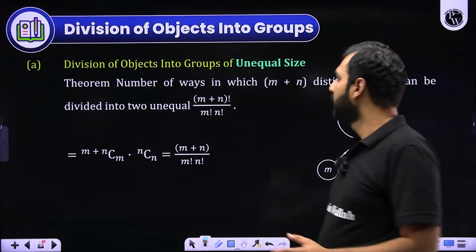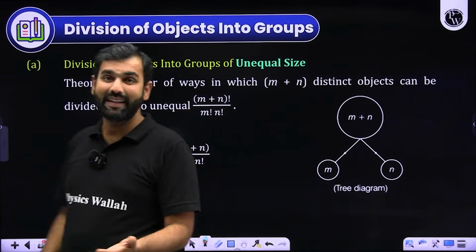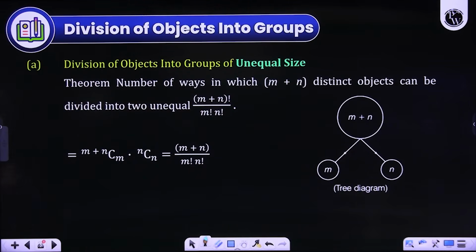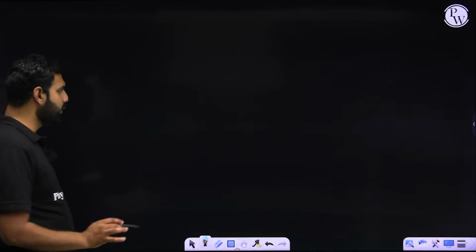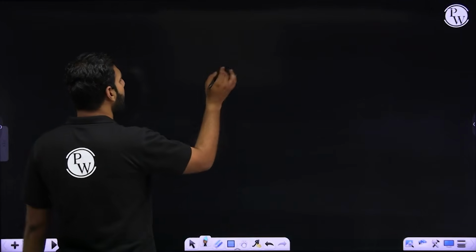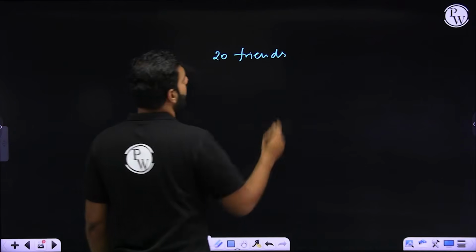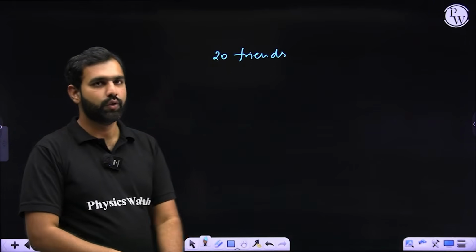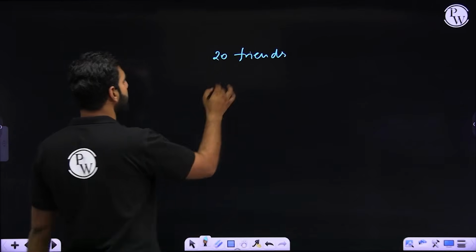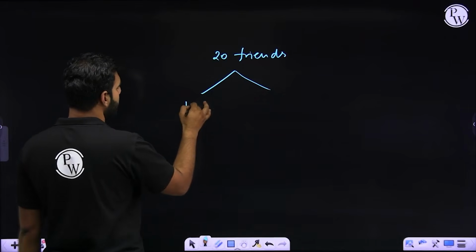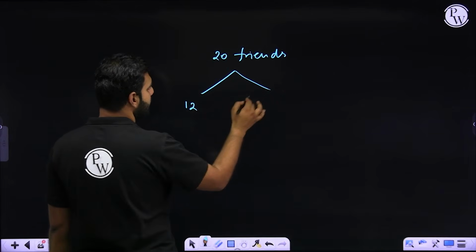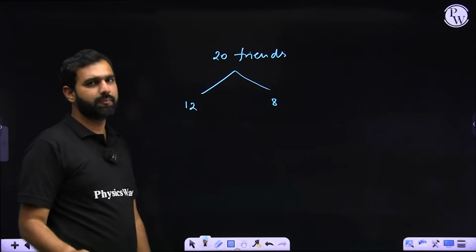into groups. So this time we'll discuss division and then we'll talk about distribution. Let us take an example and understand it more clearly. For example, let's say I have 20 friends, right? 20 friends with me. And I intend to form two groups. Let's say one group is of 12 people and the other group of 8 people. Now how simple it is.